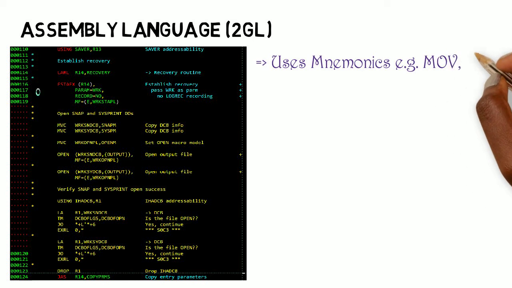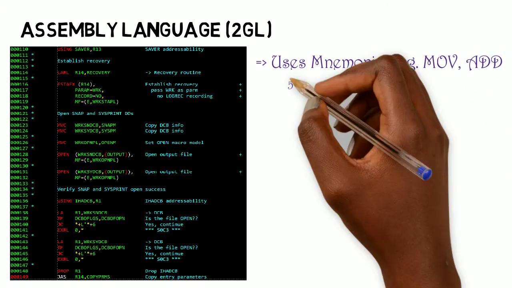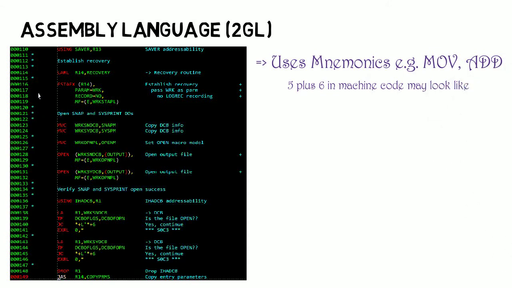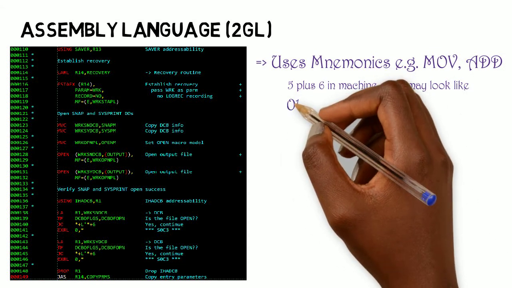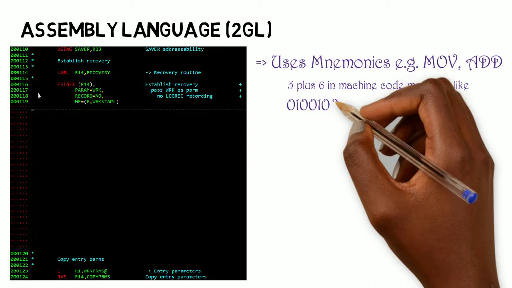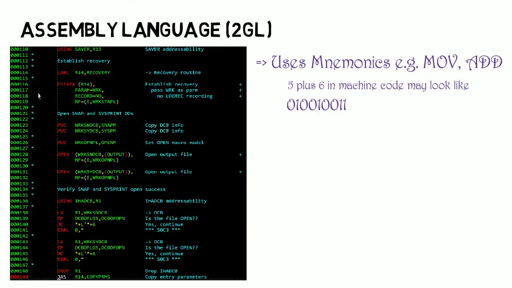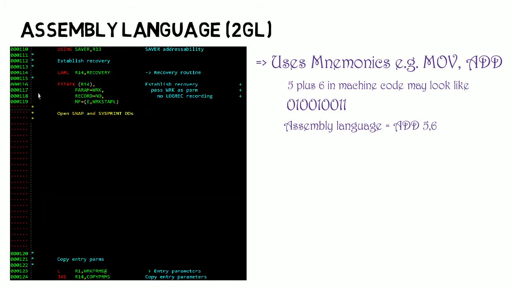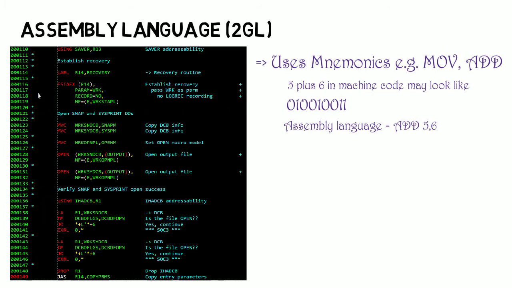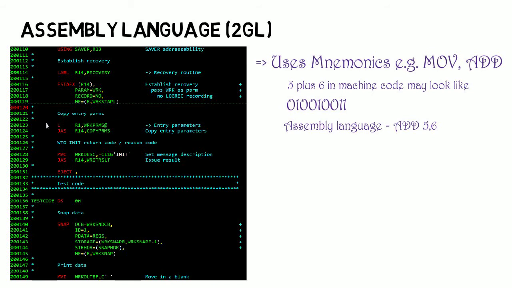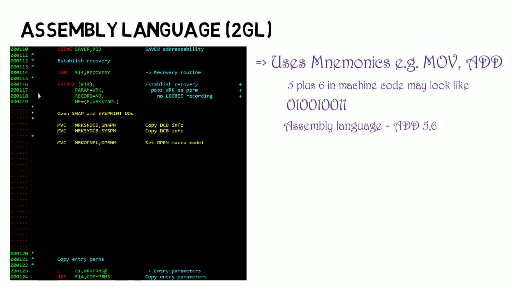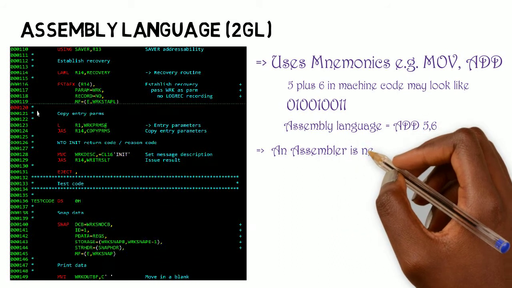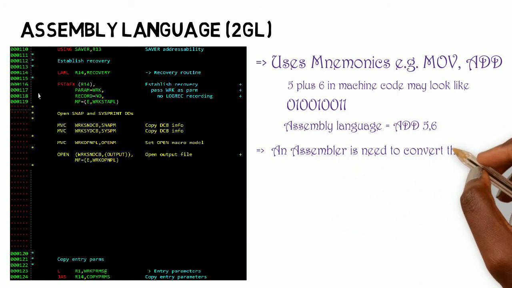For example, move, add. Let's take an example where you want to write 5 plus 6. In machine language, it would look like this: 010110. In the assembly language, it will look like add 5, 6, which is easy to understand even by humans. So, the assembly language is closer to human understanding, but not actually human language.